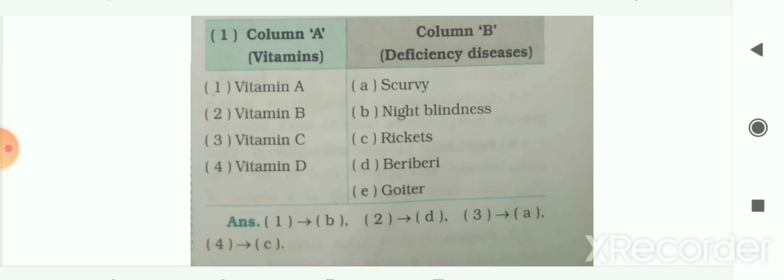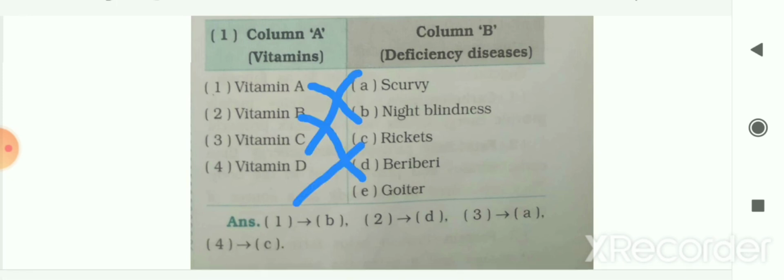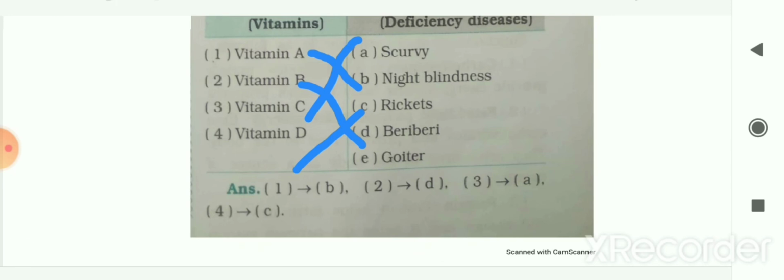So first is vitamin A. Due to the deficiency of vitamin A, a person will suffer from night blindness. Due to vitamin B, a person might suffer from beriberi. Due to vitamin C, a person may suffer from scurvy disease. And due to vitamin D, a person suffers from rickets. So vitamin A, night blindness, vitamin B, beriberi, vitamin C, scurvy and vitamin D, rickets. The answer is also given to you here.